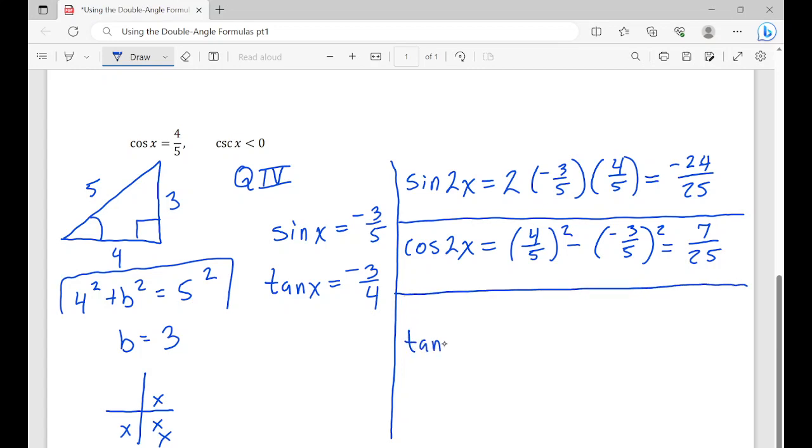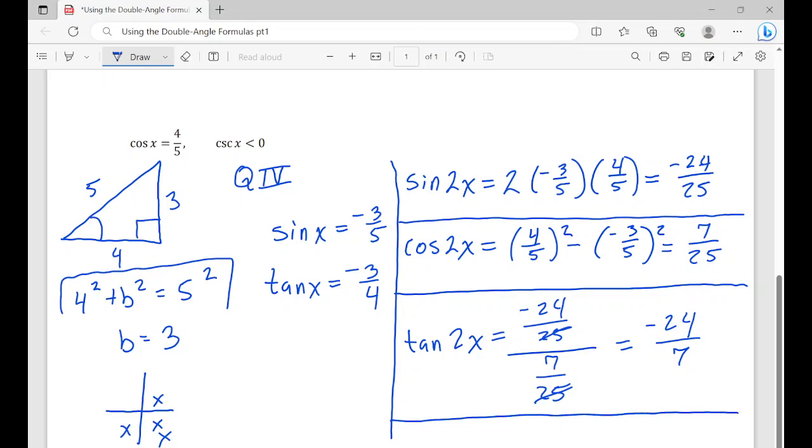Last is tangent 2x. And again, I could use a formula, or I can just do sine 2x over cosine 2x and reduce it. So I'm going to do that. So negative 24 over 25, all divided by 7/25. The 25's cancel out, and this gives me negative 24/7. And these are all 3 double angle formulas for this given set of information.